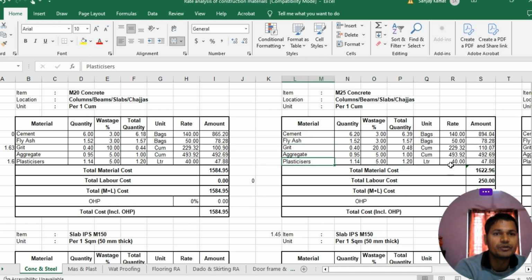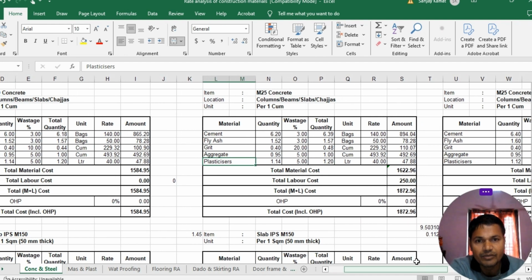But the difference will be in quantity and wastage. The material column will be the same, the quantity will be somehow different, and the wastage of material will be different. Total quantity will be different, but the column will be the same. Topic will be the same, unit will be the same. So here is only the magic of editing the value in the Excel sheet. If you edit the value, that much only is required.